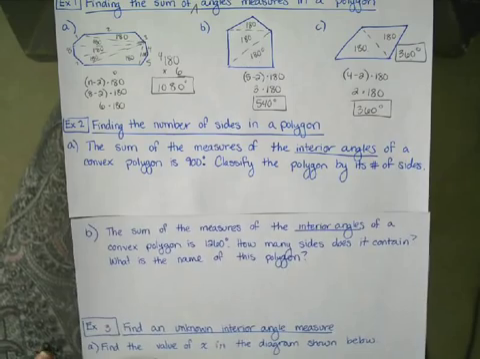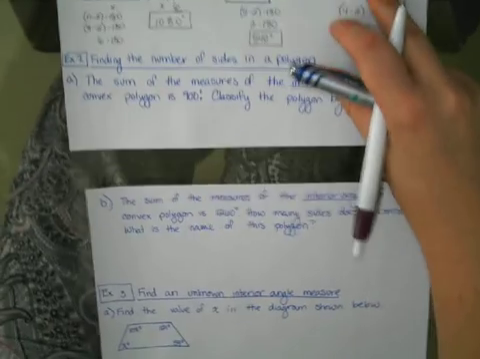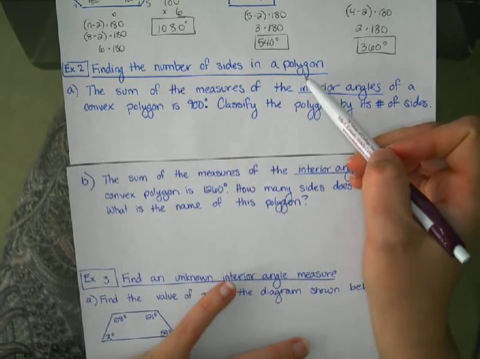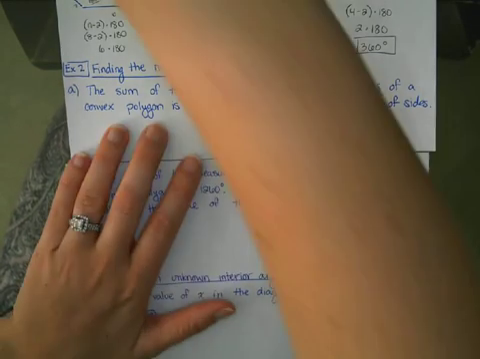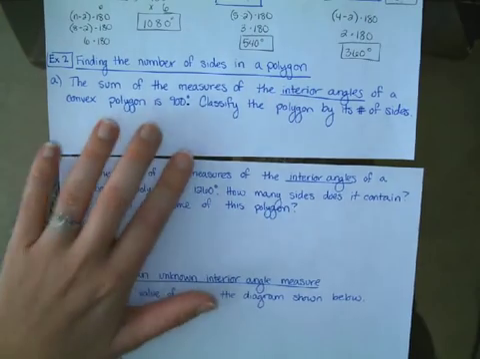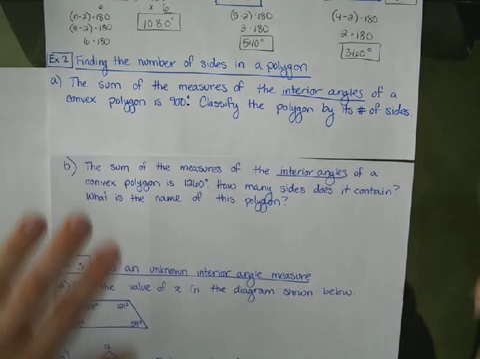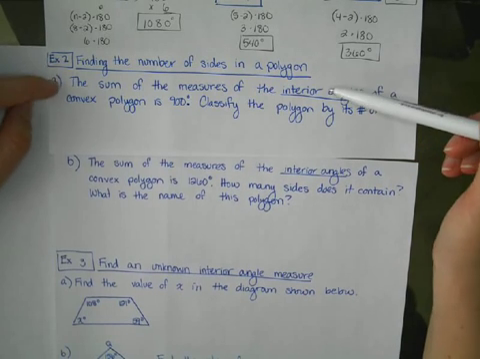It says finding the number of sides in a polygon. So it says find the number of sides in a polygon. The sum of the measures of the interior angles of a convex polygon is 900 degrees. Classify the polygon by the number of sides.